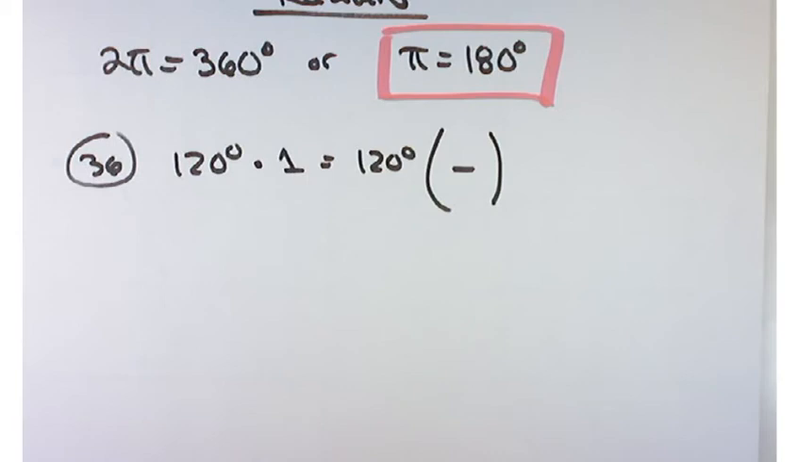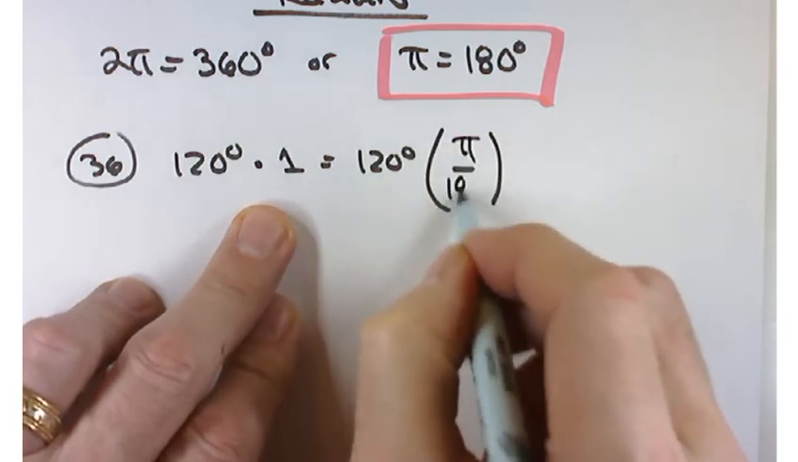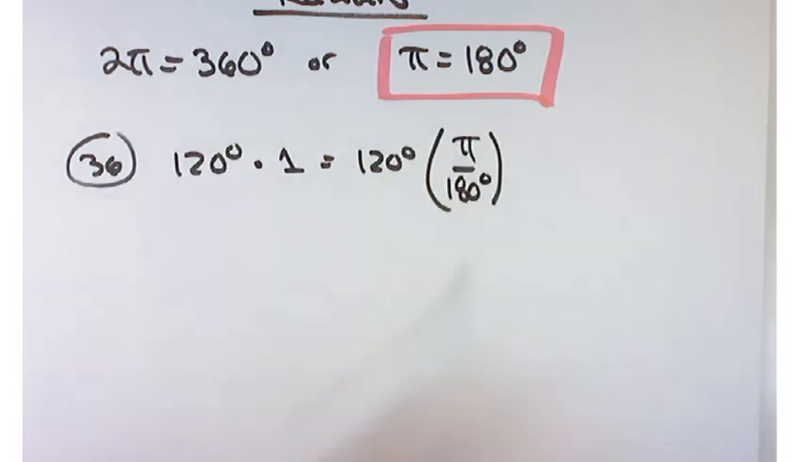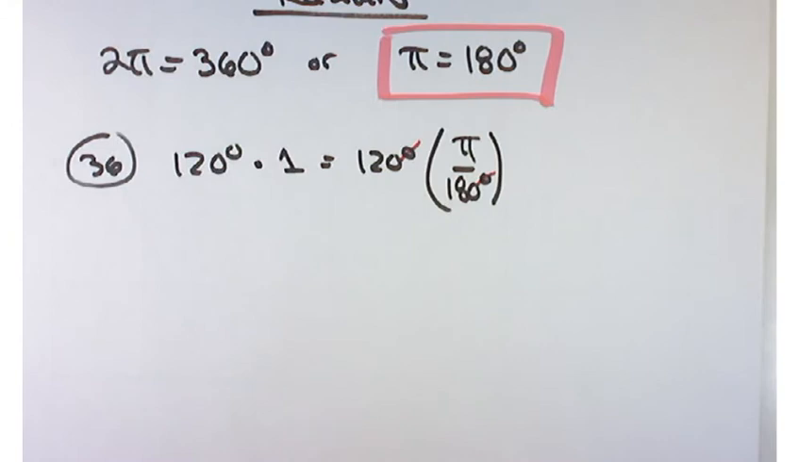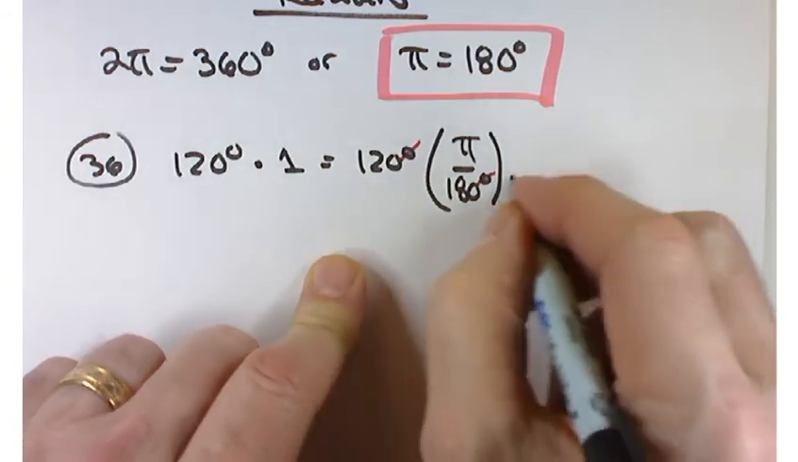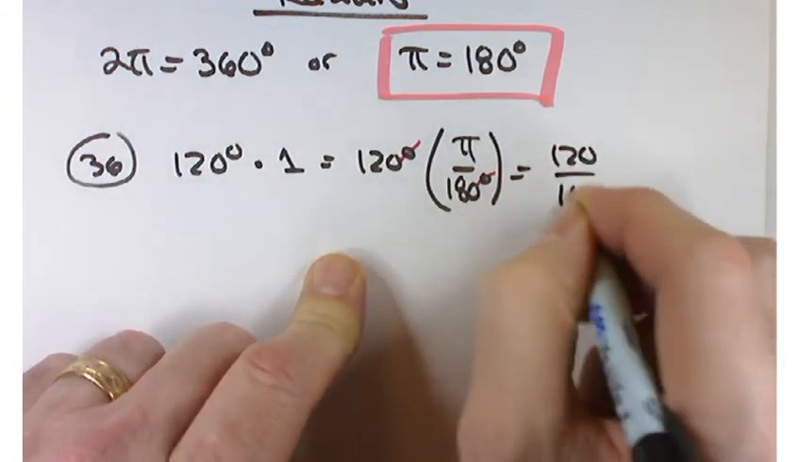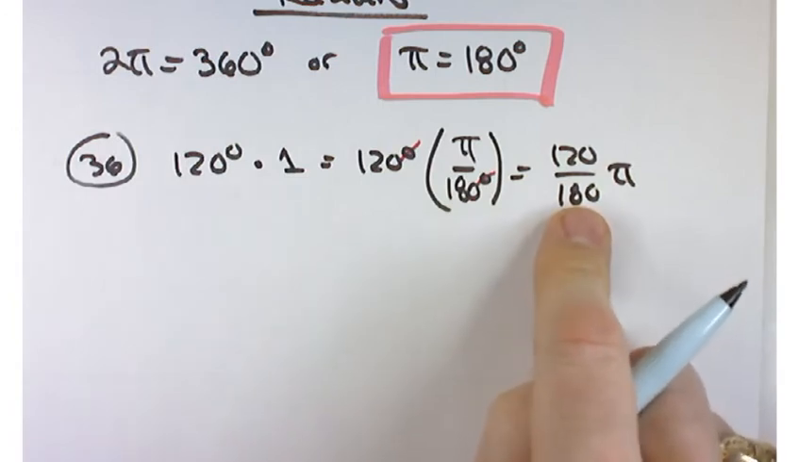Cool. So do we have a consensus? What goes in the numerator? Pi, and 180 in the denominator. And that's nice because units of degrees will cancel. And let's see what else. You're going to be left with 120 over 180 times pi. I'm really hoping that you simplify that for me.